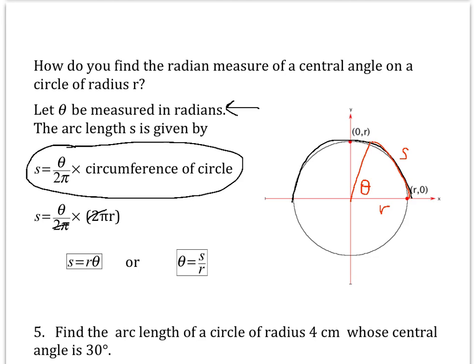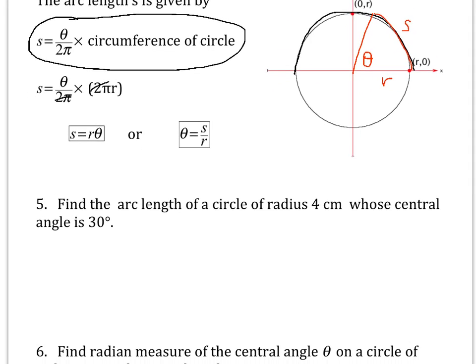Now, of course, you notice that theta in radians is s over r. What if r is 1? If r is 1, then that says theta equals s, and that's exactly what we were talking about with the unit circle, right?